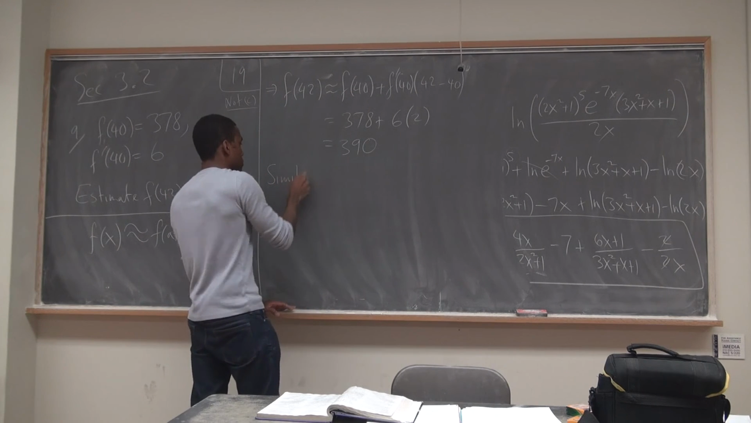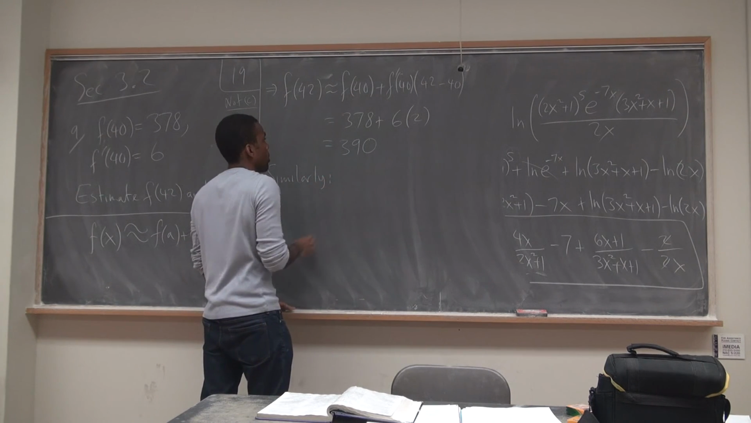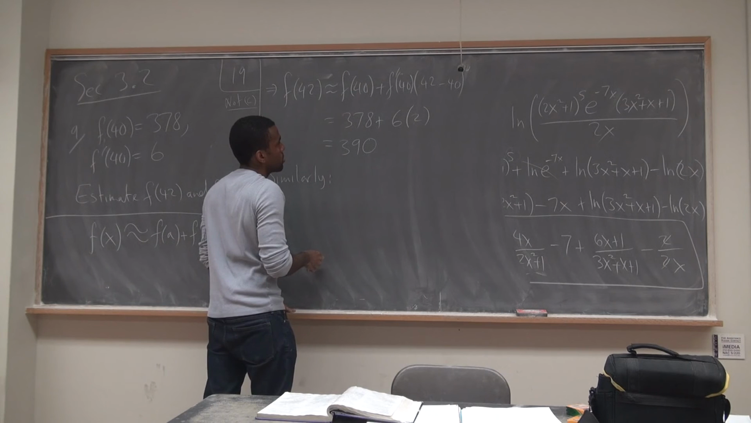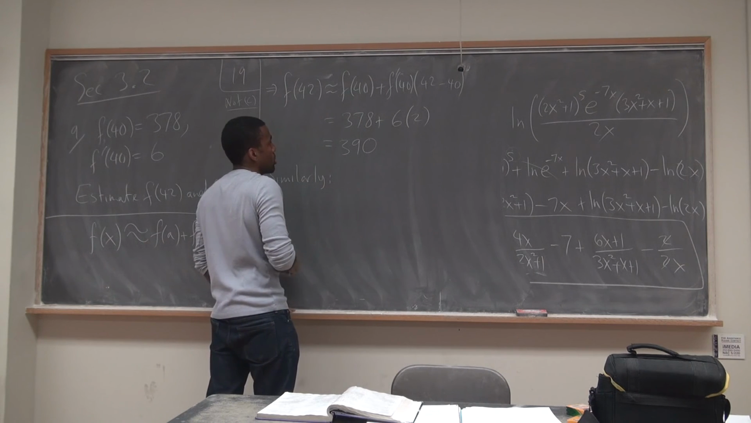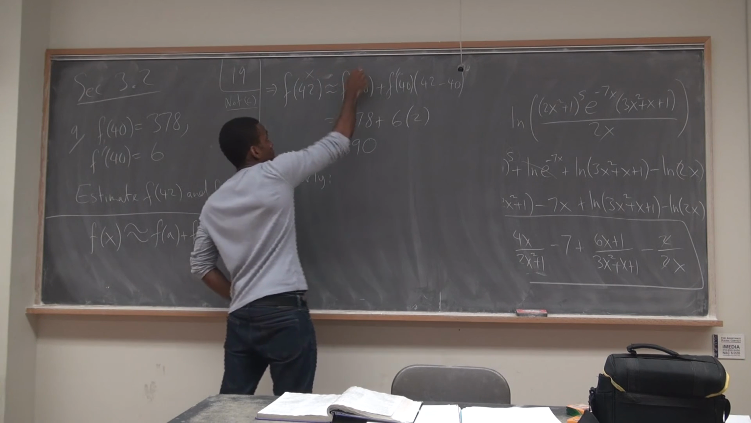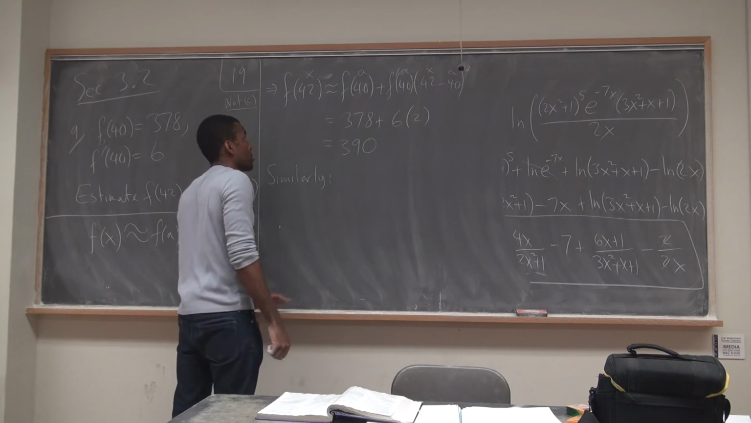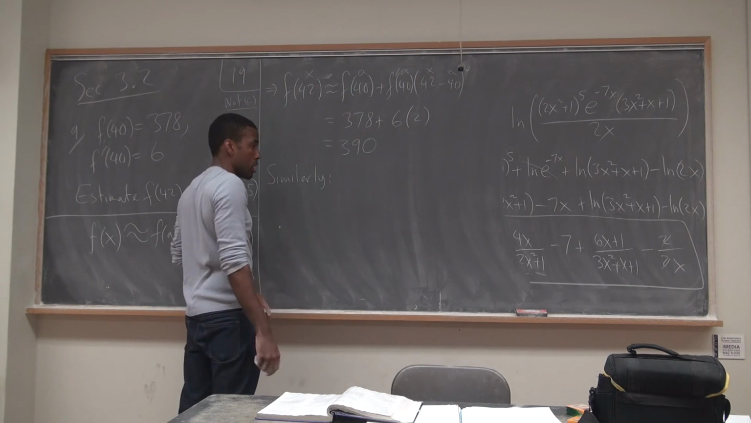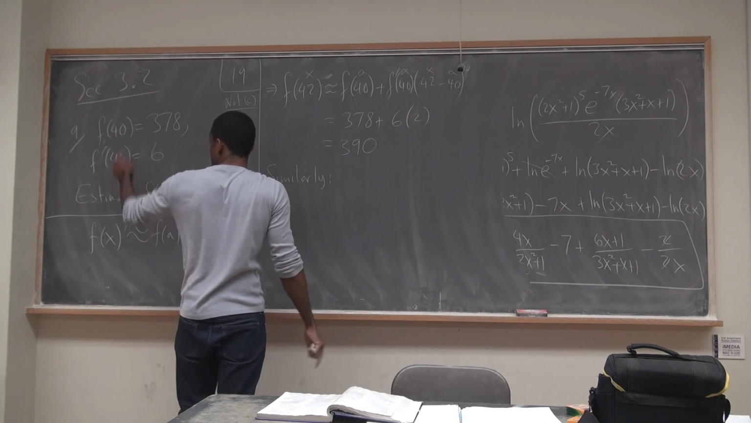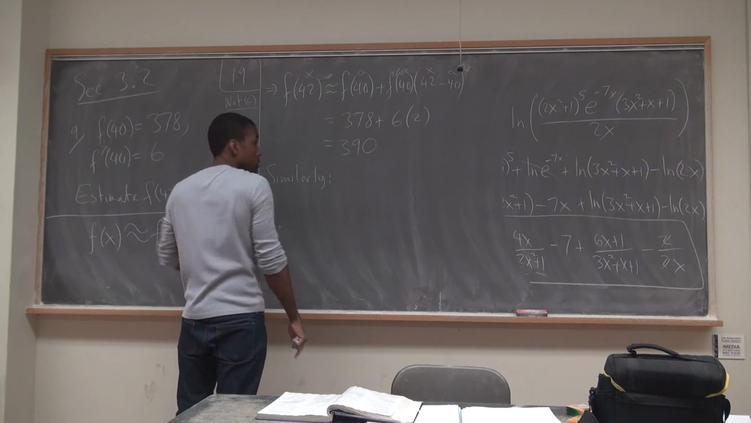Wait, how did you get the a in there? Oh, this is my x, this is my a. Remember, x is the value that we don't know, it's not the nice value. A is the value that's nice that we already know the answers for.